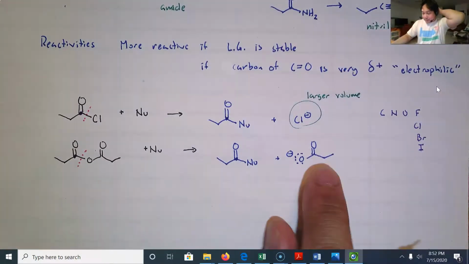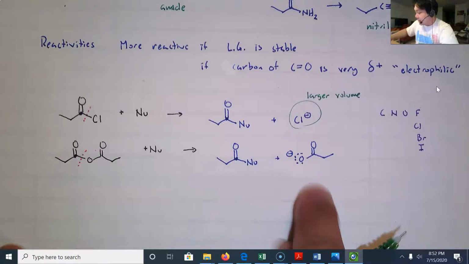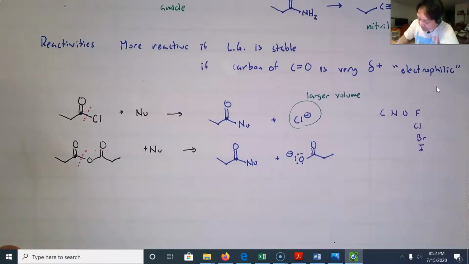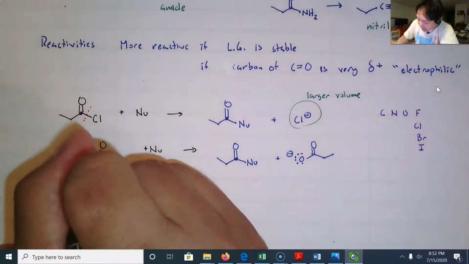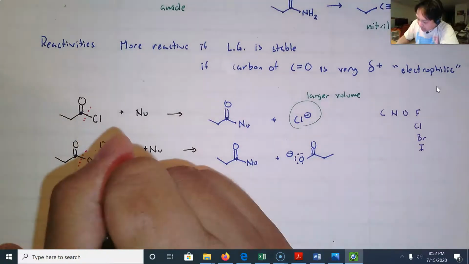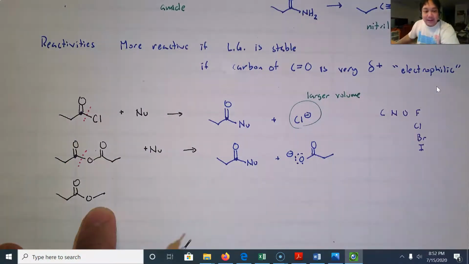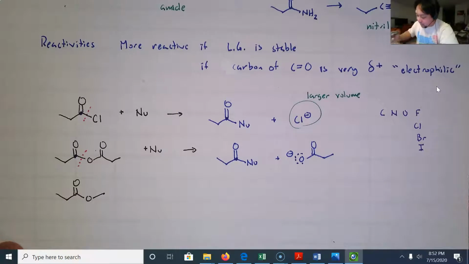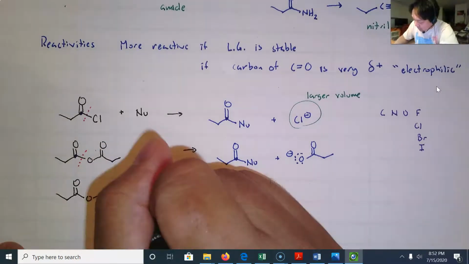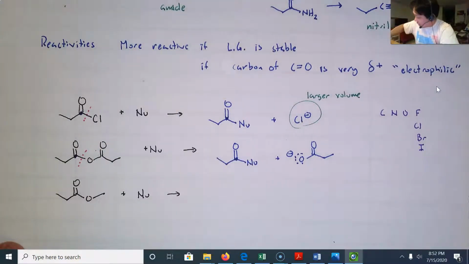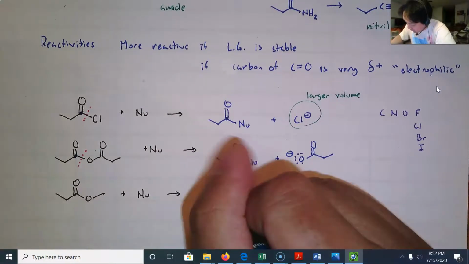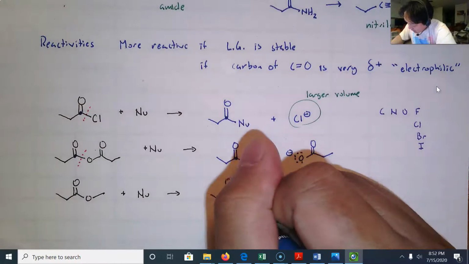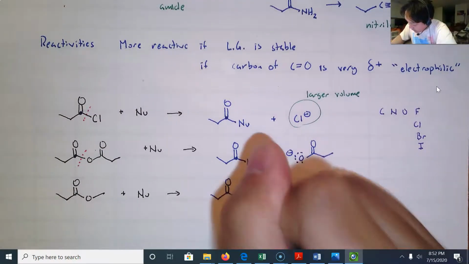Now take a look at this, and let's compare it to the ester leaving group. The ester leaving group is this. How did I draw it? Like that. Plus Nu. And can you beat me? Can you draw the leaving group before I do?